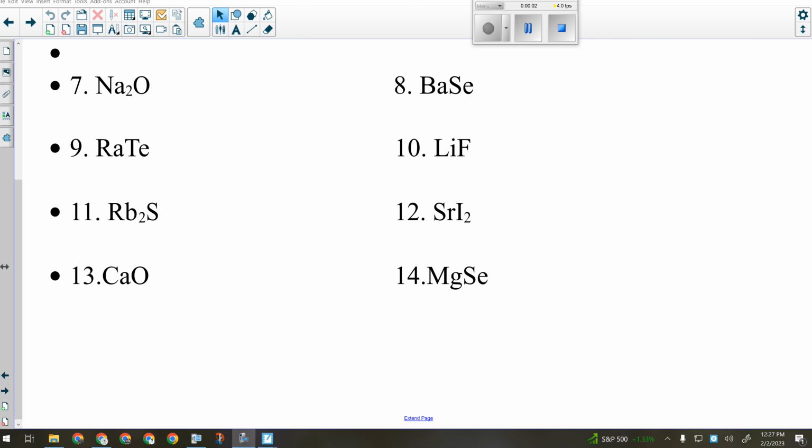Right, so yesterday we ended off and we had talked about how we write the proper names for simple binary ionic compounds. And we had talked about how ionic bonds are weak bonds that involve the trading of electrons between metals and nonmetals. Okay, and then we talked about the naming, which was we write the name of the metal, and then we write the name of the nonmetal, and it ends in "-ide," and we don't put prefixes on them, and all that good stuff. Okay, and then we did like six at the end of class.